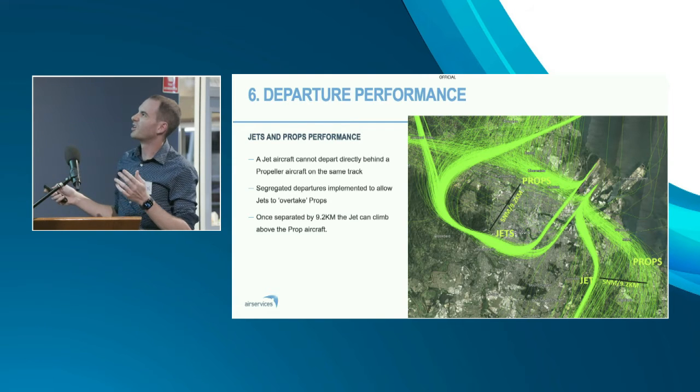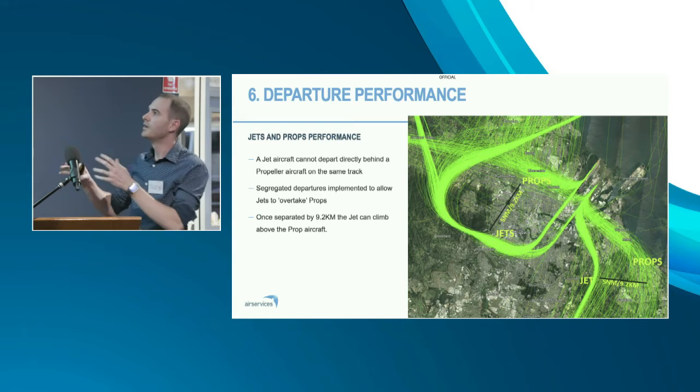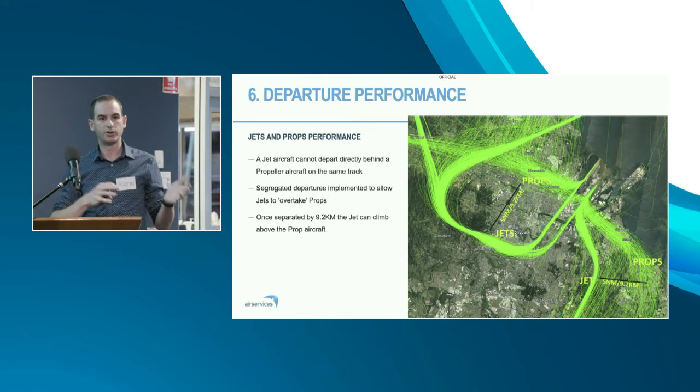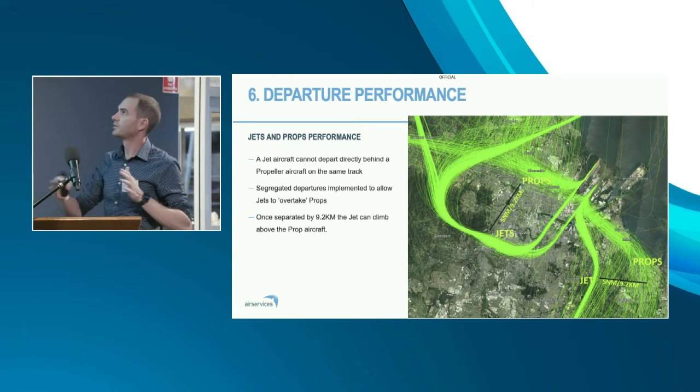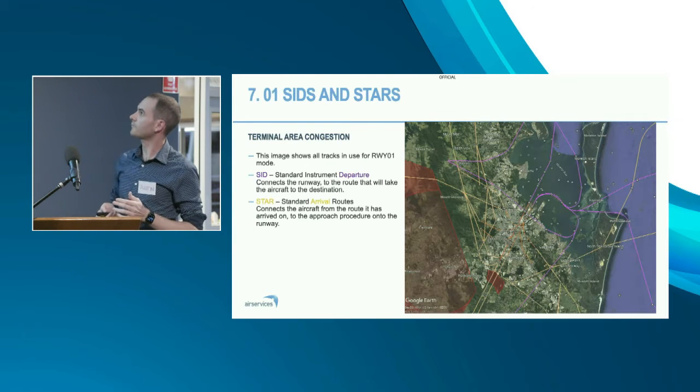The props are typically going somewhere in Queensland or central Queensland, and that's why they're all heading out this way. They're underneath the jets all the time. So these jets are also jumping the props over here. So that's just a bit of a picture about why there's often two different departures, and that's why they are separated for those different performance categories.